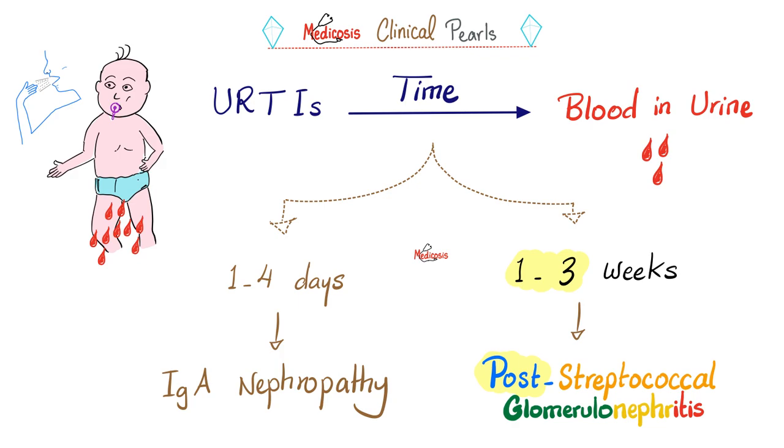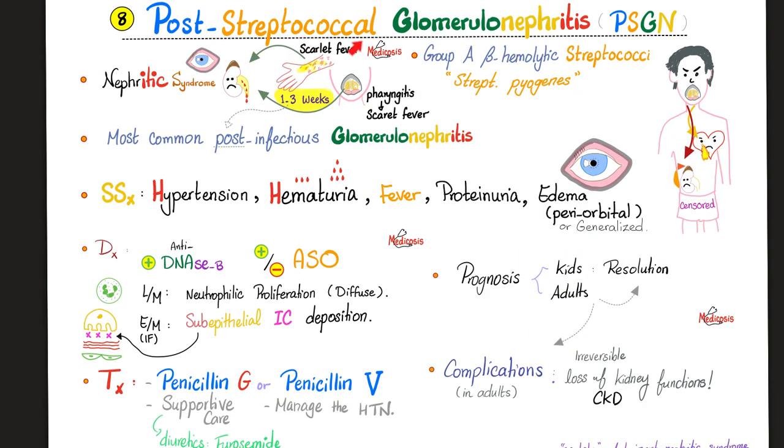Big difference. How do you remember, Medicosis? Look at the word. It's called post-streptococcal. Post. It takes time. It takes longer. Acute post-streptococcal glomerulonephritis, group A beta hemolytic strep. I start with a pharyngitis or a skin infection or both, scarlet fever, and then 1 to 3 weeks later, post, I have blood in the urine.